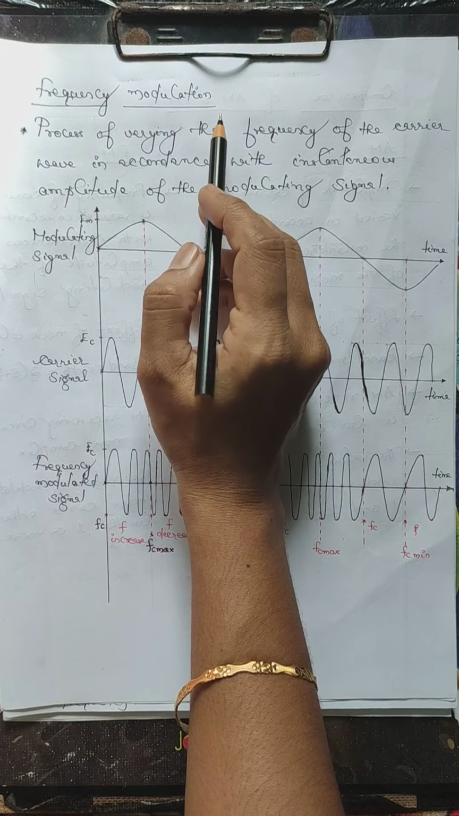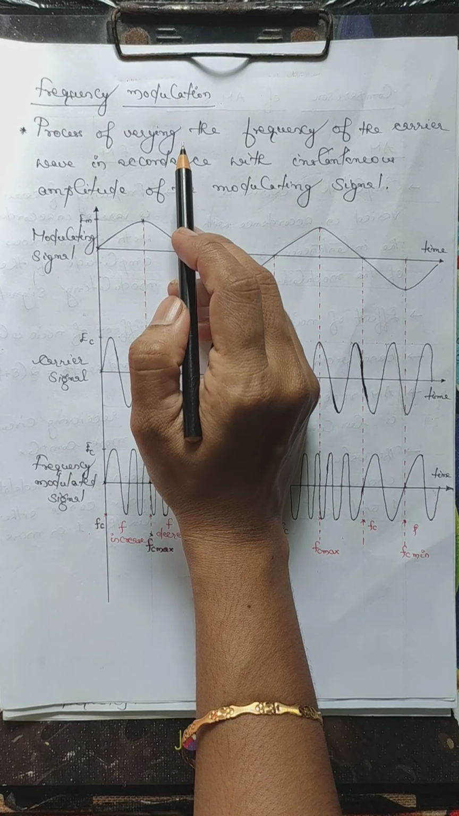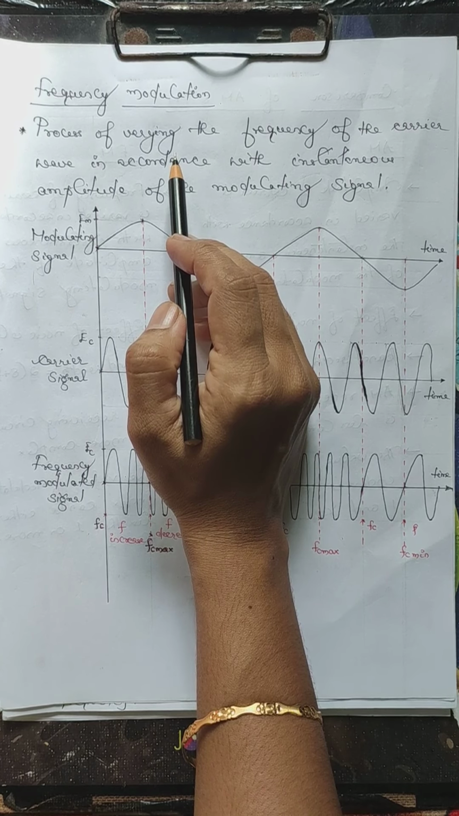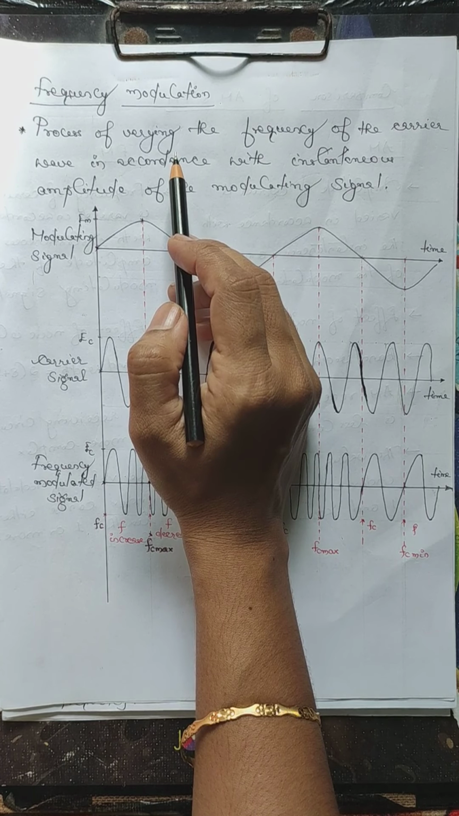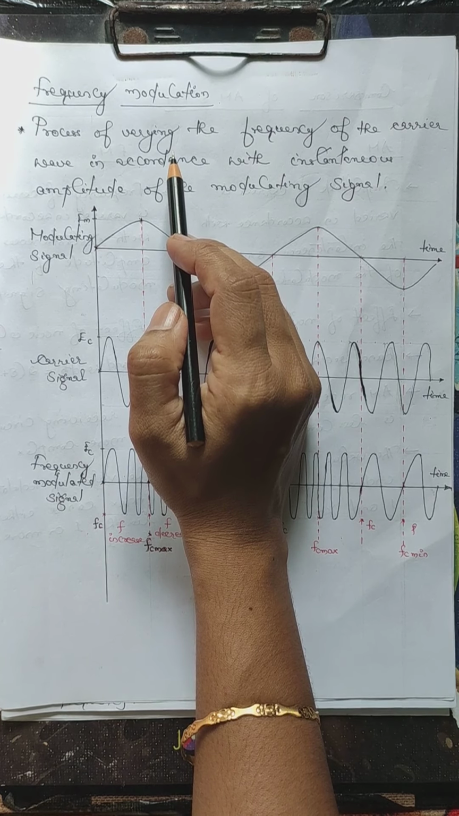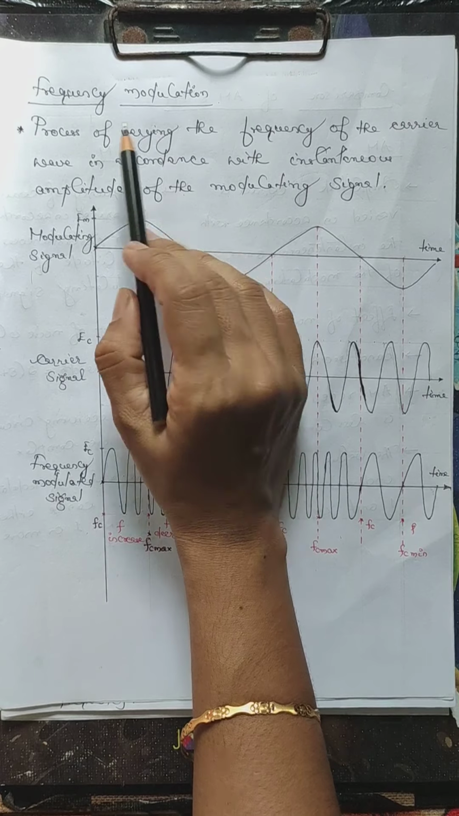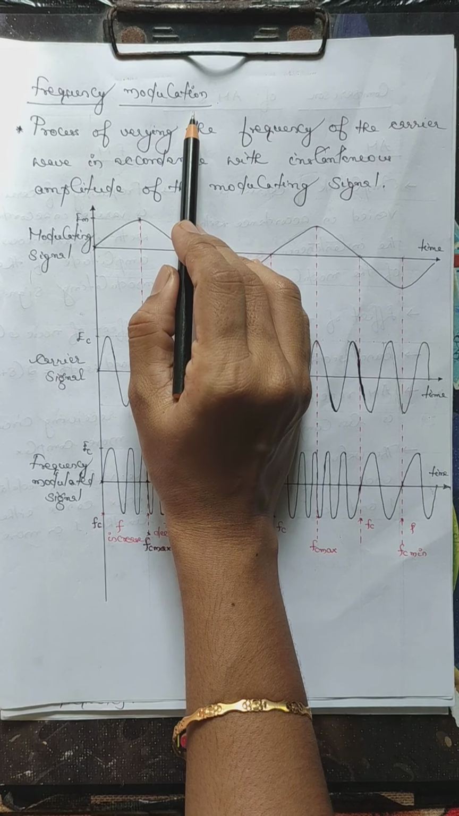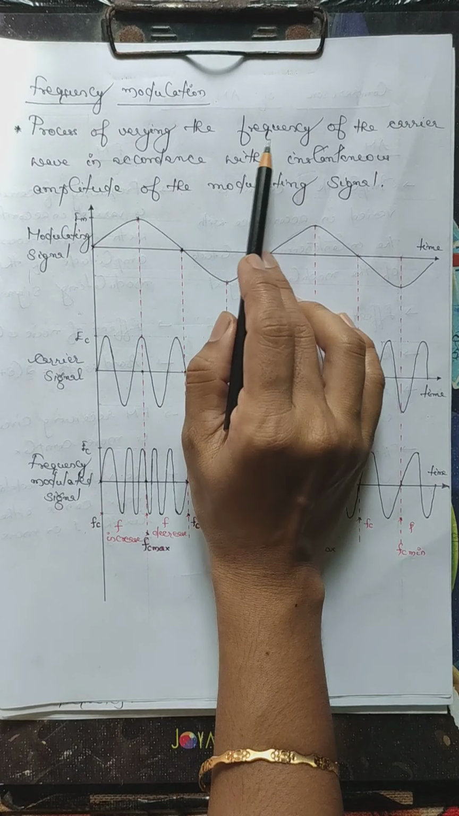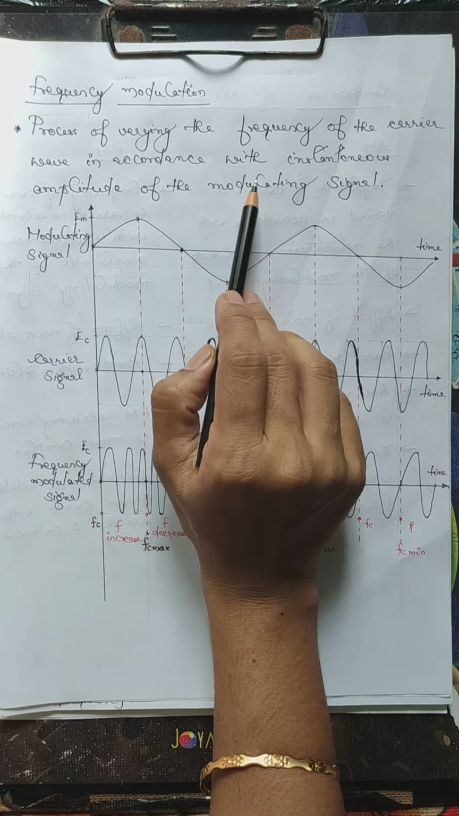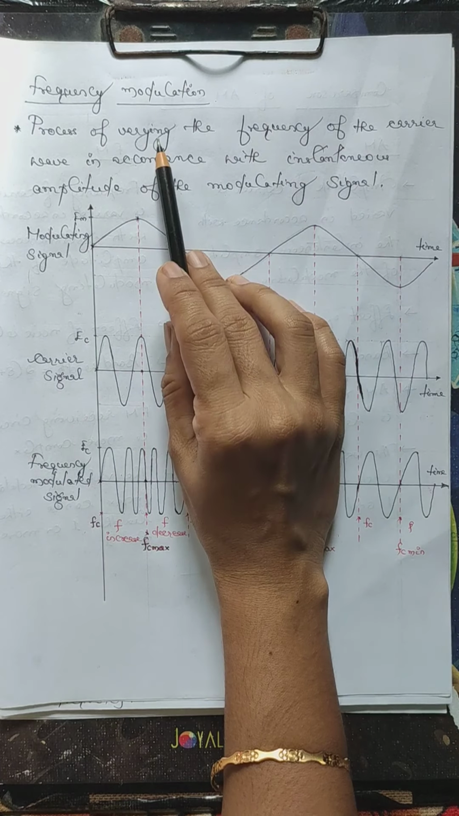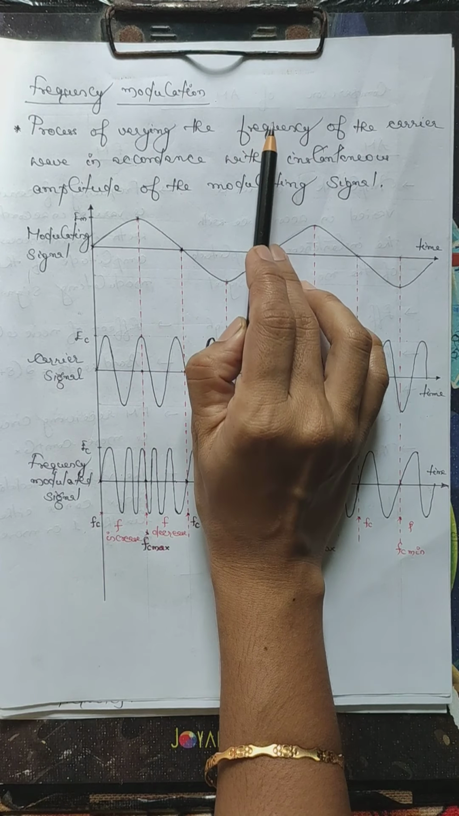Frequency modulation. Modulation is the process of varying one or more parameters of a carrier wave in accordance with the instantaneous amplitude of the modulating signal. And if the parameter varied is the frequency of the carrier wave, then it is known as frequency modulation. That is, frequency modulation is the process of varying the frequency of the carrier wave in accordance with the instantaneous amplitude of the modulating signal. So we will vary the frequency of the carrier wave.